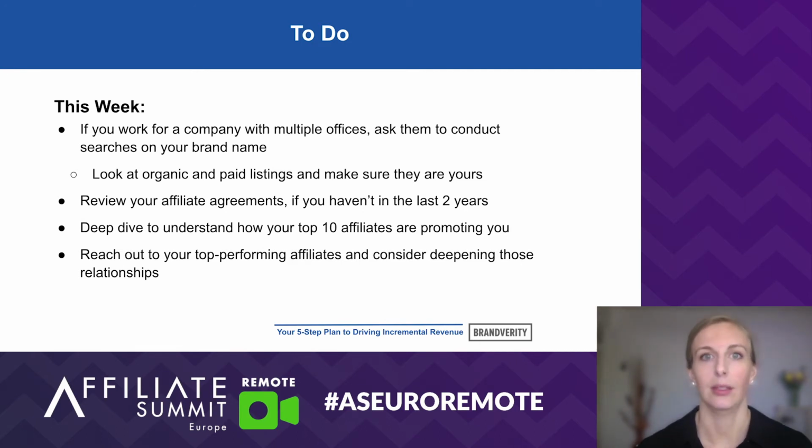And then last but not least, the affiliate space is all about relationships, and having strong relationships with your affiliates is incredibly important to make sure you're working together to support your goals. So reach out to your top performing affiliates to deepen that relationship so that it's more of a collaborative effort and that you're really in line in how you work together. That's all I've got. I hope that you learned some easy steps to increase incrementality in your program. And if you have any questions, I would love to take them now.